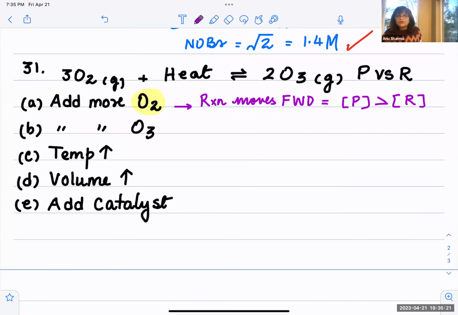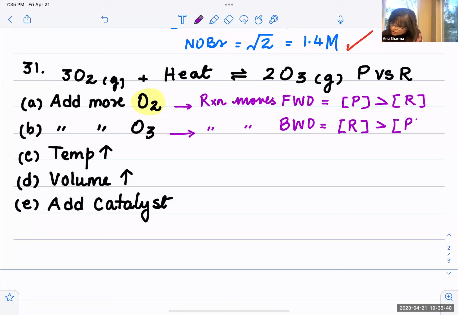Next is the opposite end. Let's say you add a large excess of ozone. So you applied the change on the back side, on the product side. So here the reaction will move backward. And in this case, the concentration of the reactants is going to be more than the concentration of the products.